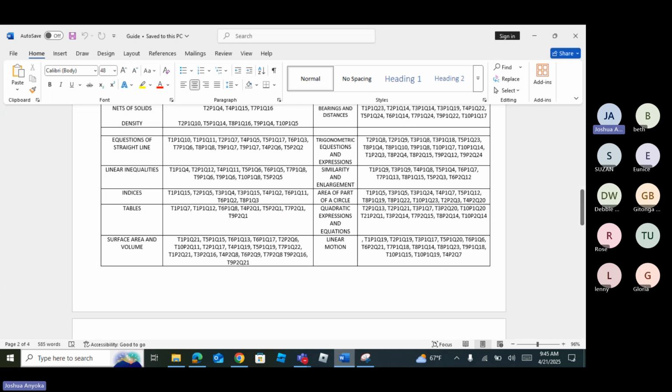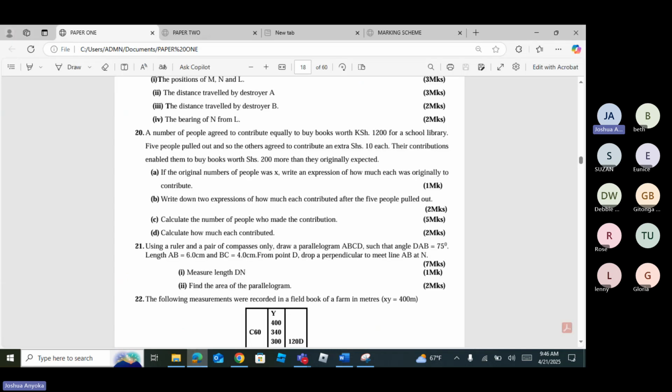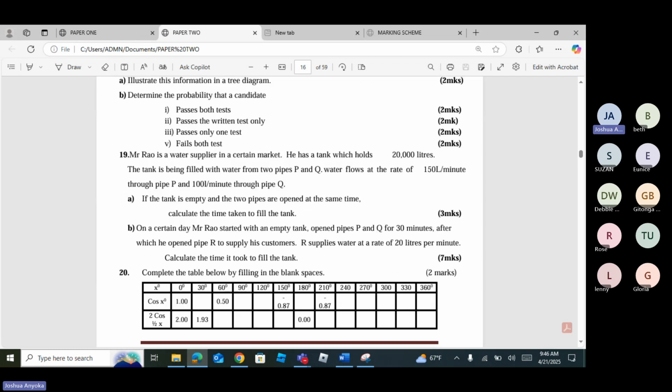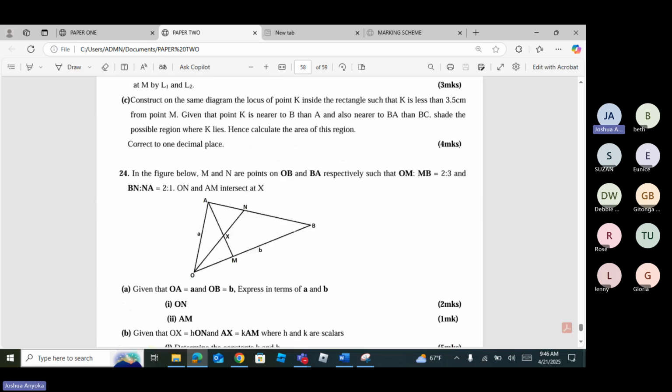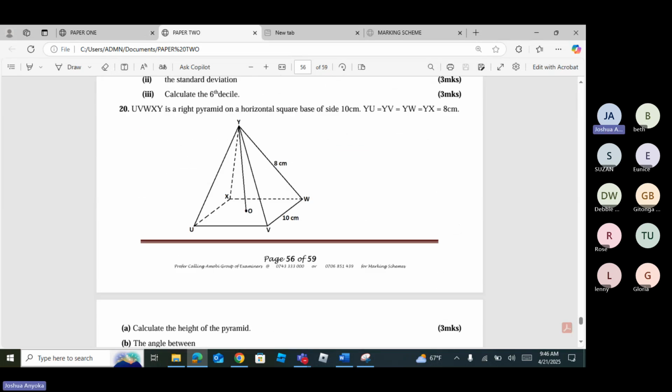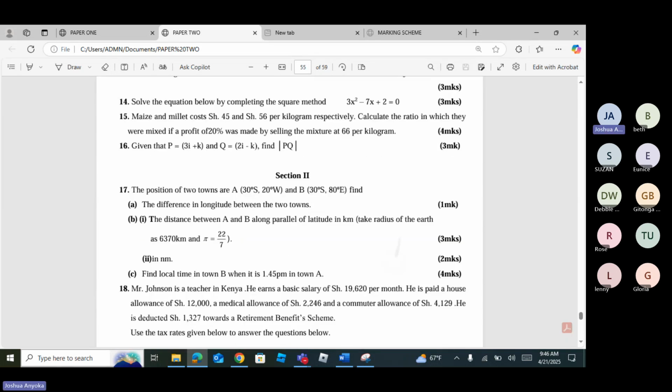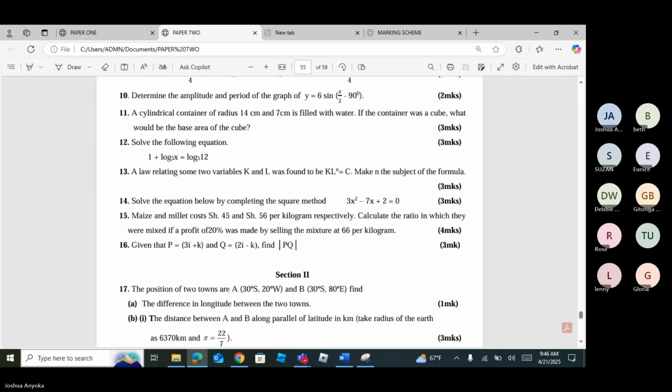Now we go to section 1. Trial 10, paper 2, question 14. Let us see what it is saying. Solve the equation by completing the square method.